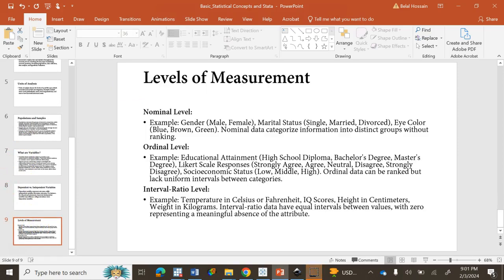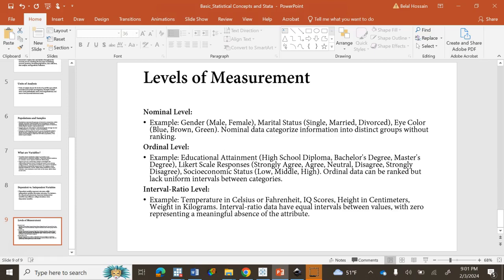Okay, this is very important: levels of measurement. You can actually determine how to choose the appropriate statistical modeling if you know appropriately the levels of measurement. So there are three levels of measurement that we're going to talk about. These are very easy to understand.